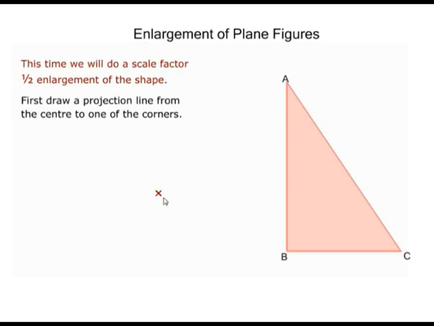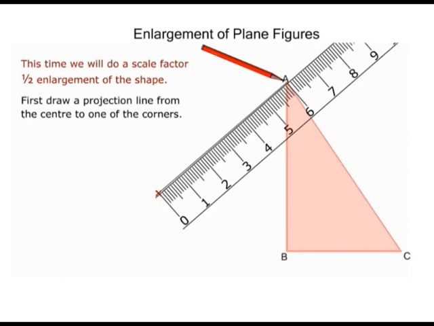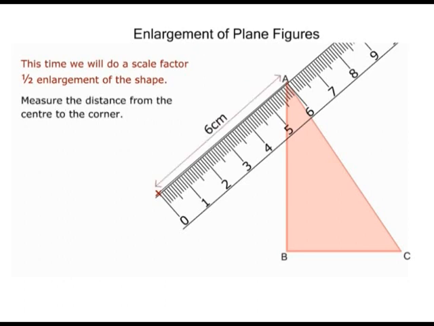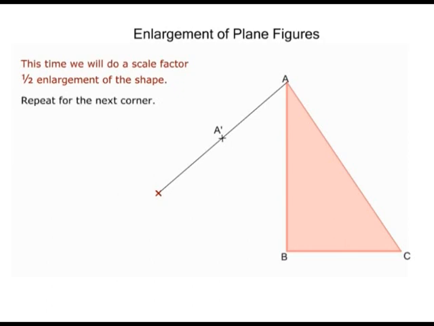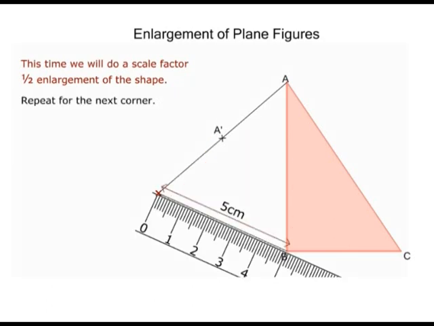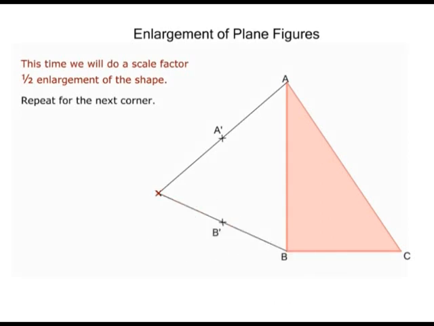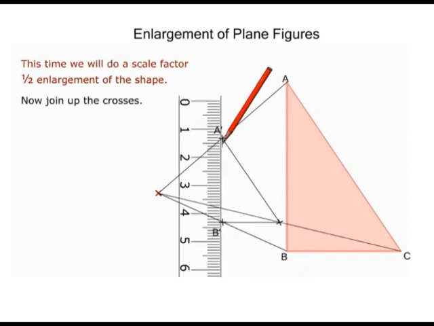Draw a projection from X to A. Measure AX, that is 6 centimeters. Half that distance is 3 centimeters. And so A prime is here. We do the same for B. 5 centimeters. Half that is 2.5 centimeters. And that's B prime. The same for C, and C prime is here. Now join the points and complete the image.